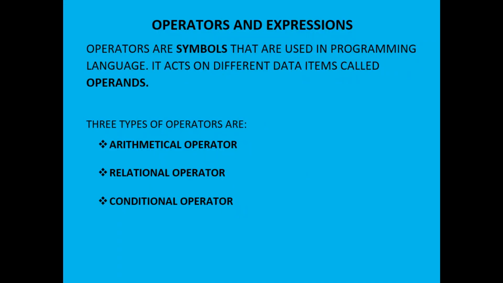Now coming to the operators and expressions. What are operators and what are expressions? Operators are symbols that we use in a programming language and they act on different data items, which we call operands. Arithmetical operators are used mathematically. Relational operators show a relation: greater than, smaller than, less than, equal to. And conditional operators work based on a particular condition, such as AND, OR, NOT. So there are basically three types of operators. First of all, we are going to learn about the arithmetical operators.